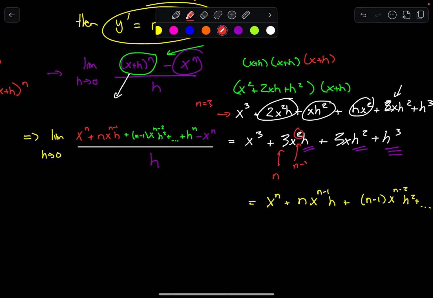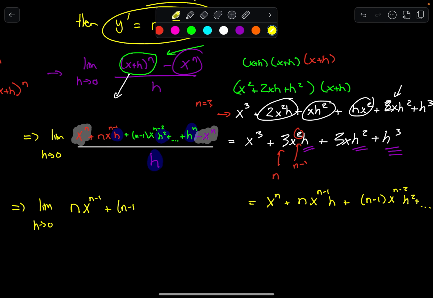And the point of going through this long process is that this x to the n here is going to cancel with this x to the n here, and then all of the resulting terms are all going to have at least one h in them, which means I can cancel some stuff out. This gives me the limit as h approaches 0 of n x to the n minus 1, plus n minus 1 x to the n minus 2 h, plus dot dot dot, plus h to the n minus 1.